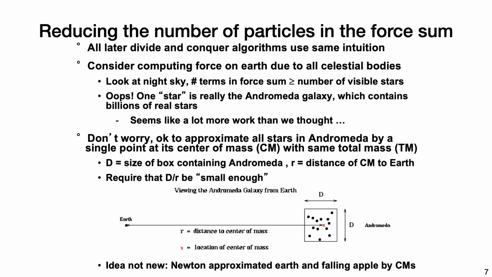So this is a high-level picture of what these divide and conquer algorithms look like. All of these algorithms follow the same intuition. Suppose that we have a bunch of galaxies, and we want to compute the force on Earth due to all the other bodies in space. We cannot directly calculate every star's effect on Earth, because that would be computationally hard.